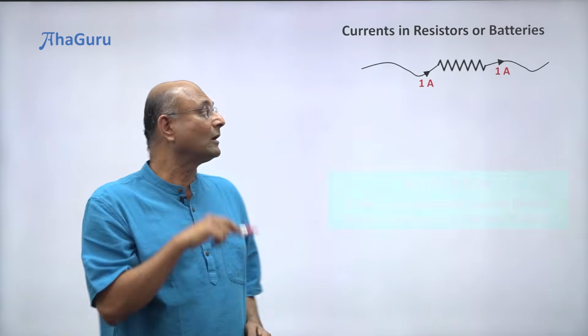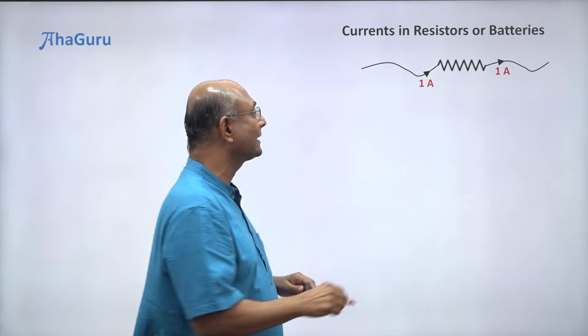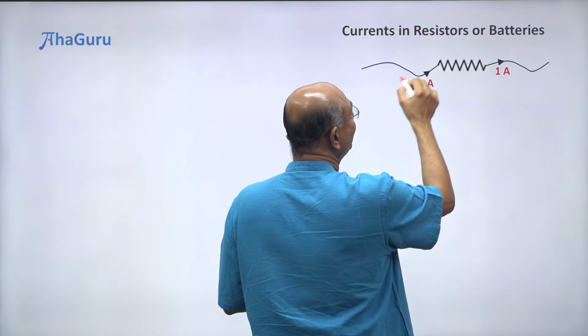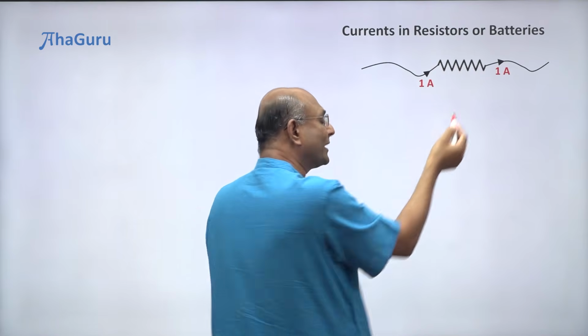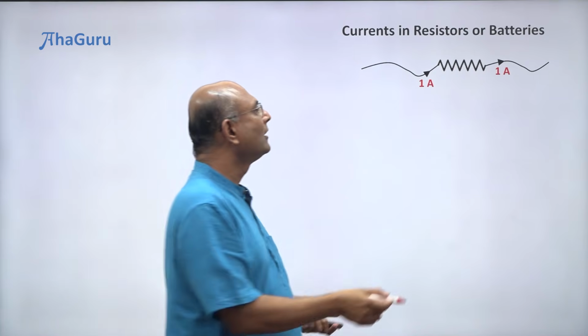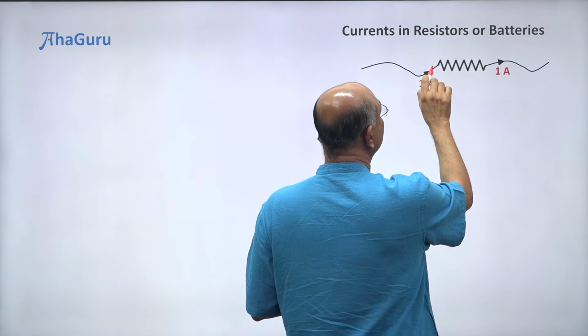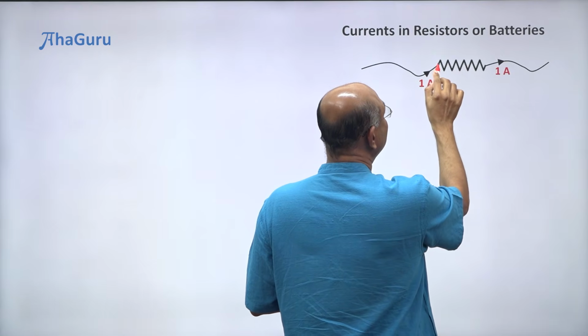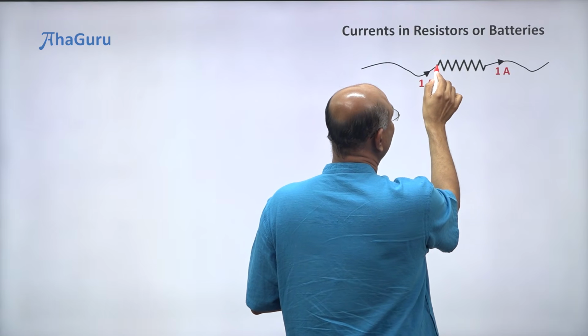Okay? Let us now try to use the same idea for a resistor. Now there is a current of 1 ampere entering this resistor. Now what is a resistor? You don't even need to know. We know that if 1 ampere enters, then you can do the same idea of junction by junction. You can say this point I'll treat as a junction.